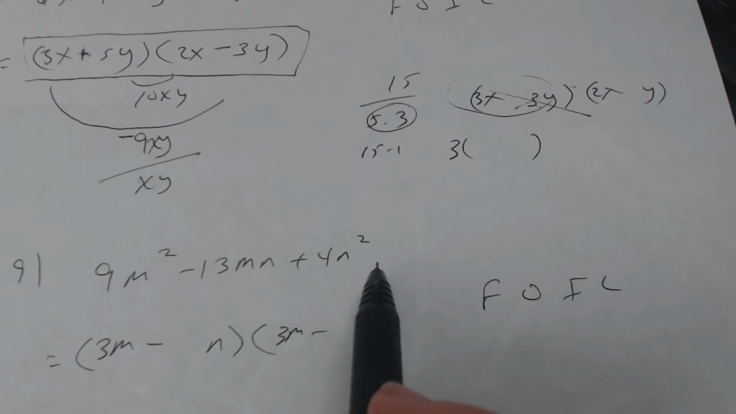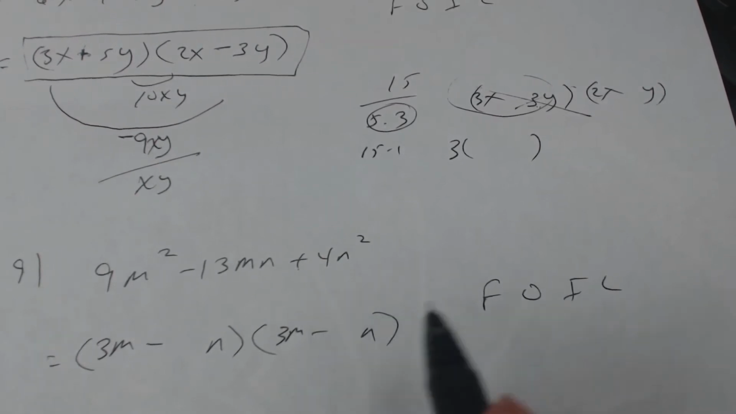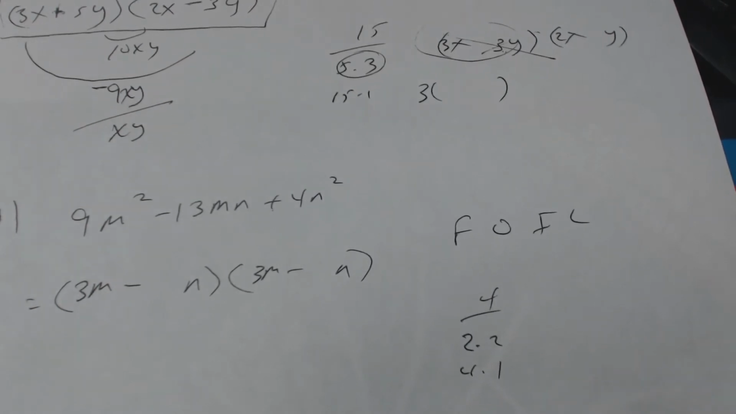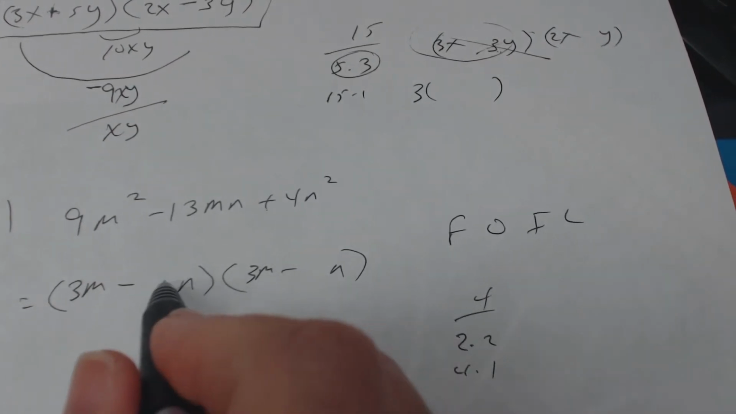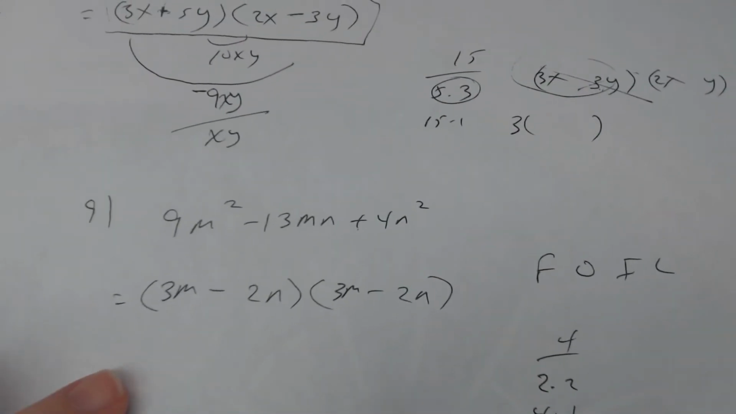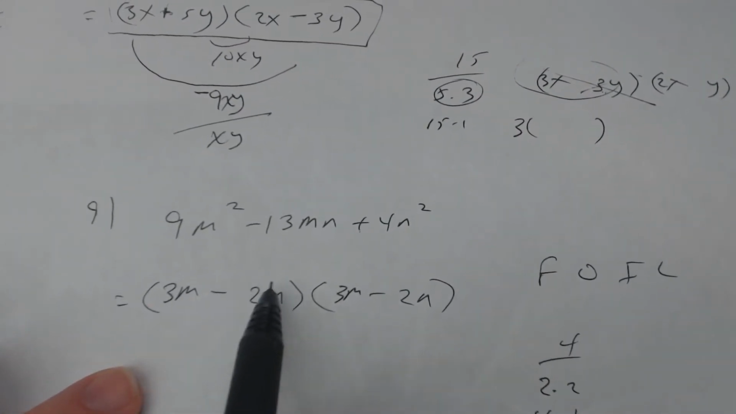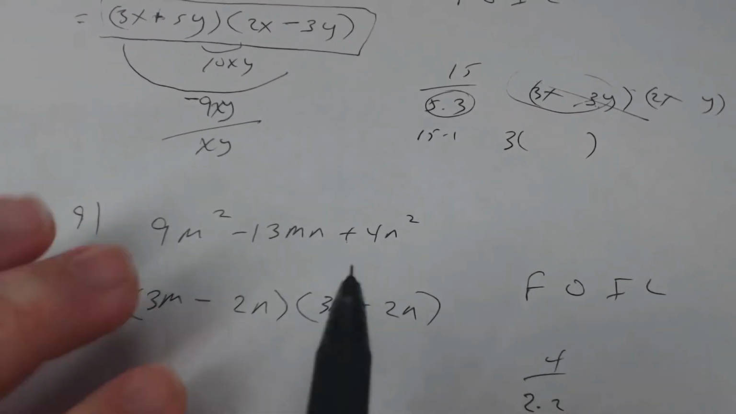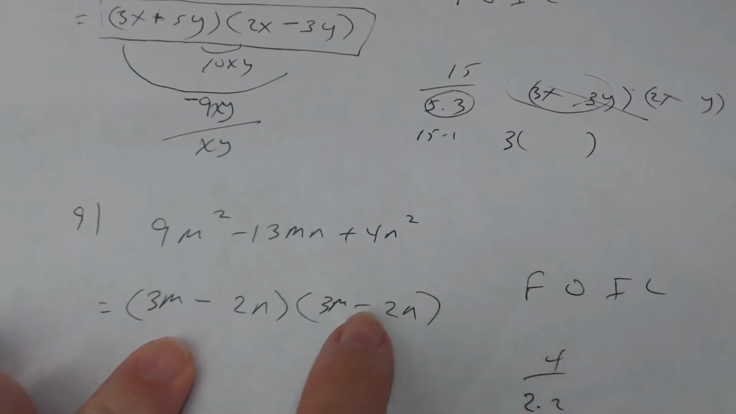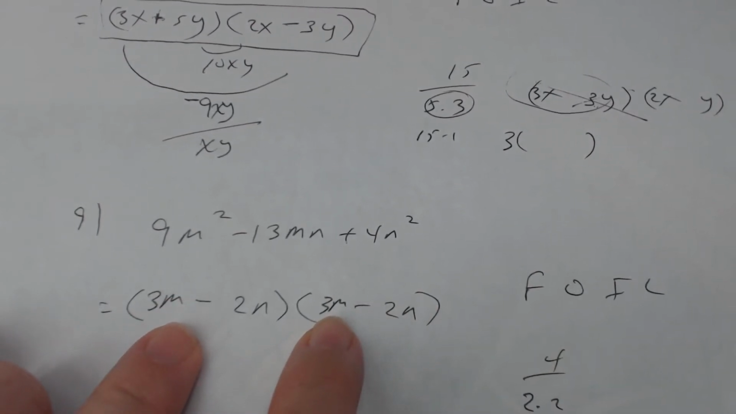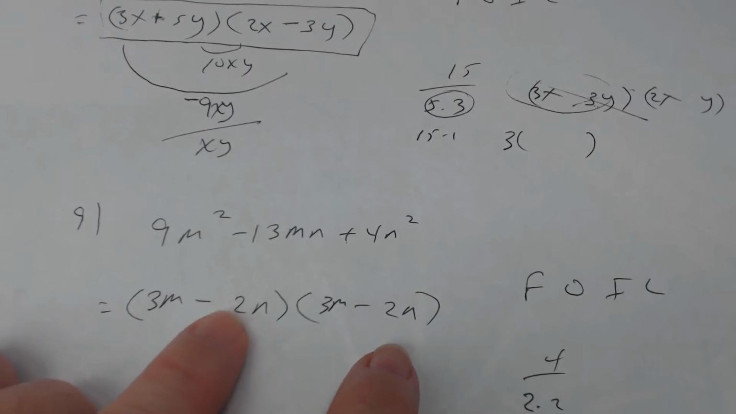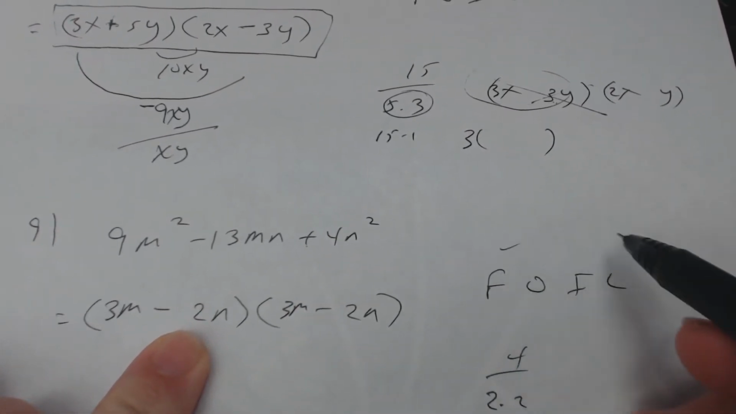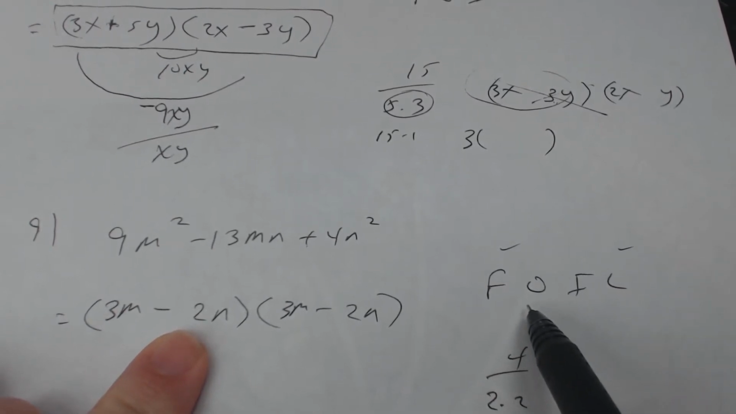All right? Now let's look at the 4. So I can remember the possibilities for 4 are 2 times 2, 4 times 1. Let's try 2 and 2. So we get 3m minus 2n, 3m minus 2n. All right, now before we check our work, let's check the F and the L again. 3m times 3m is 9m squared. A negative 2n times a negative 2n is a positive 4n squared. All right, so F and L work, but we did not check the outer and the inner.